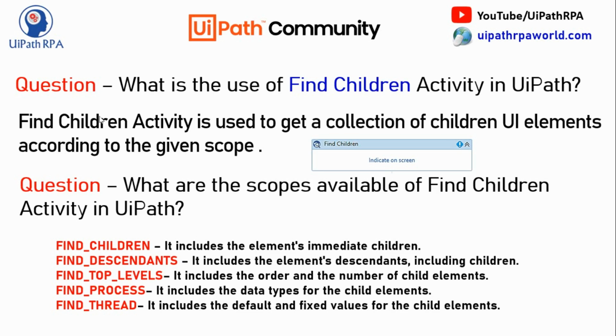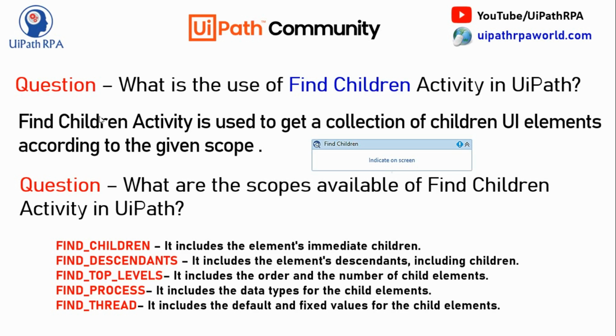Descendants means a person or thing, or you can say a UI element, who belongs to the same family, right? Or also something related to the person, or something related to that UI element or that thing or the group of things, that is called a descendant. I hope by getting this word, descendant, you are able to understand how the Find Descendants scope will work. Here we have Find Top Levels, so it includes the order and the number of child elements.